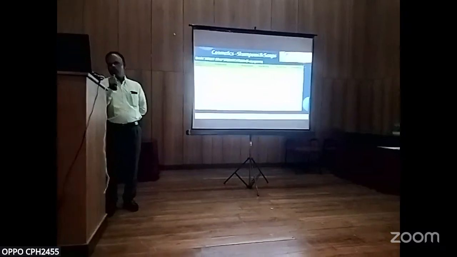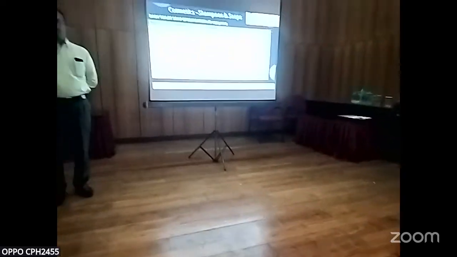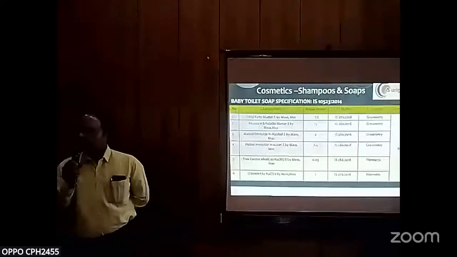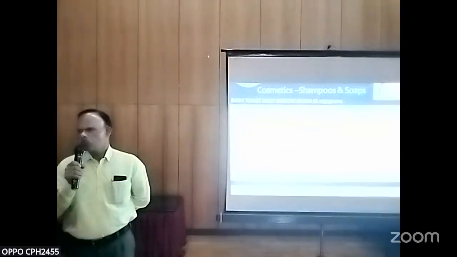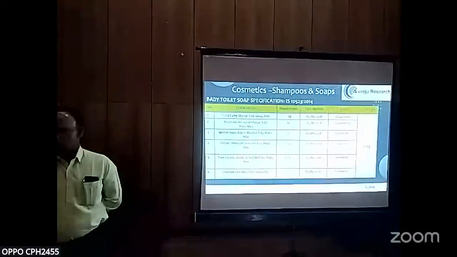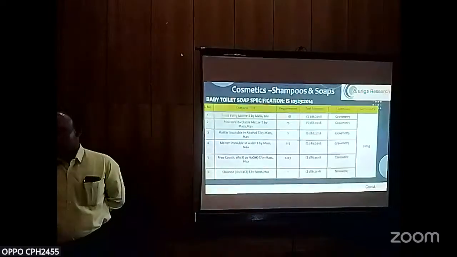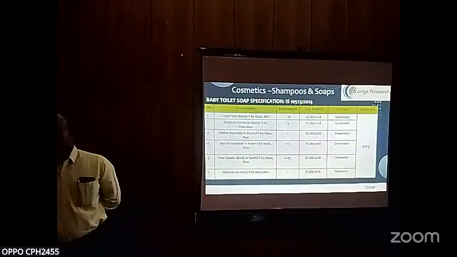Then one more kind of product is baby toilet soap. For this, the IS specification is 10523. To check the quality specification, a total of 6 parameters are performed. Among them, the first one is total fatty matter. It is also a gravimetric analysis, and the limit is 78%. And moisture and volatile matter, this is also a gravimetric analysis. The requirement is 50%. One more parameter, matter insoluble in alcohol by mass, gravimetric analysis.